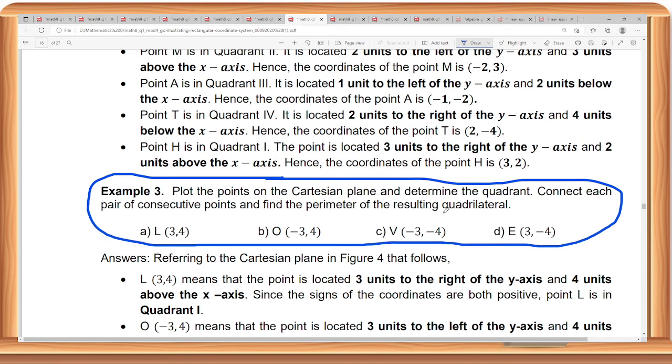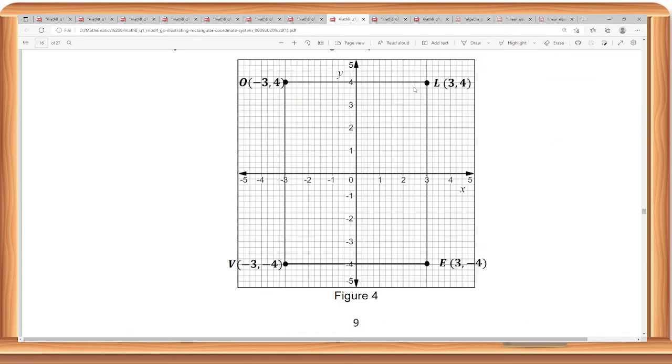A quadrilateral has 4 vertices. Let's try to locate L, which has a coordinate of 3 and 4. That means it is in the first quadrant. So this is L, wherein the x coordinate is 3 here, and the y coordinate is positive 4. For point O, we have a negative x coordinate. This is negative 3, here for the x coordinate, and a positive y coordinate.